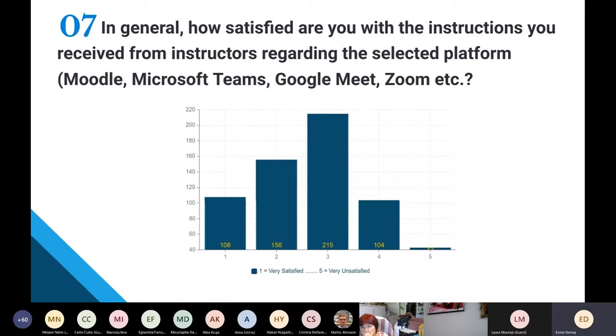Then we asked, in general, how satisfied you are with the instructions you have received from your lecturers regarding the selected platform. And it seems that they are generally satisfied that their lecturers, their instructors, instructed them first how to use the platform that they were going to use during their classes. The numbers in yellow are actually frequencies, the number of students that answered under each of the categories.